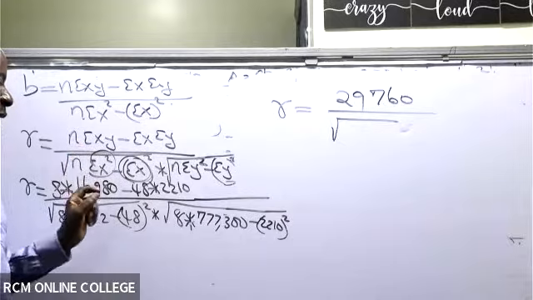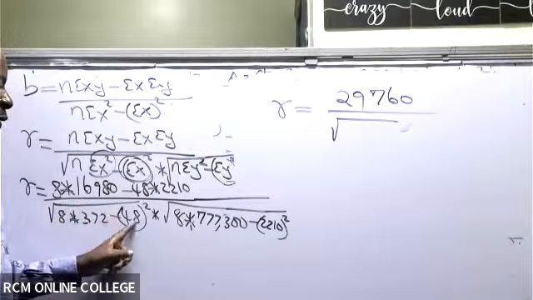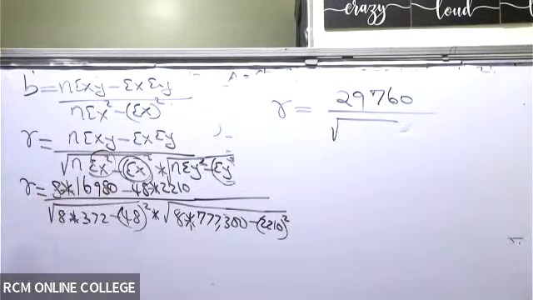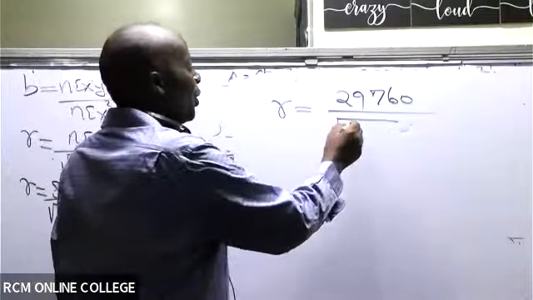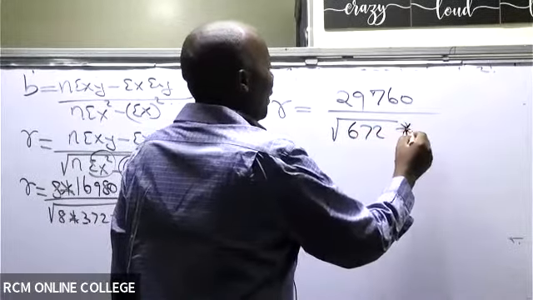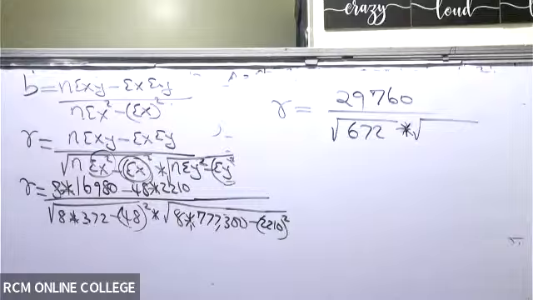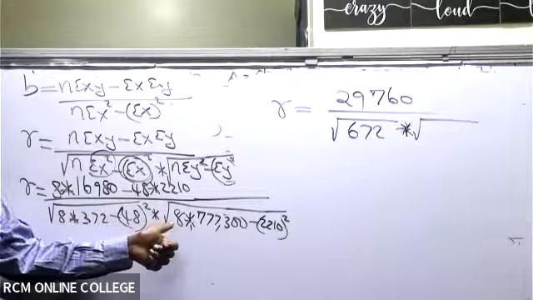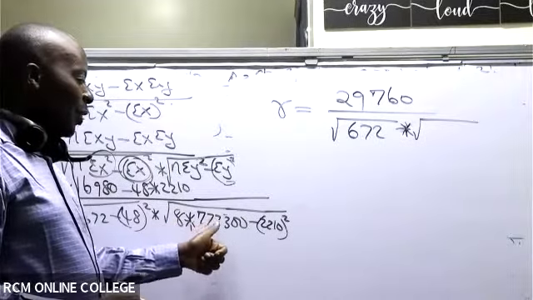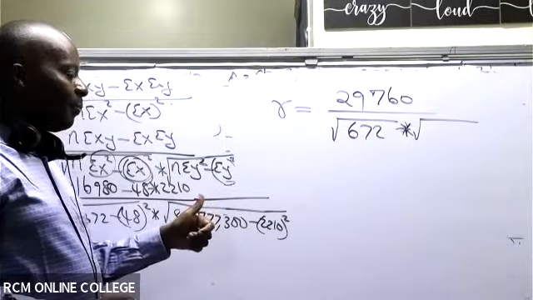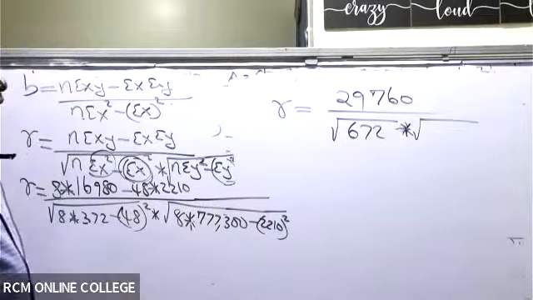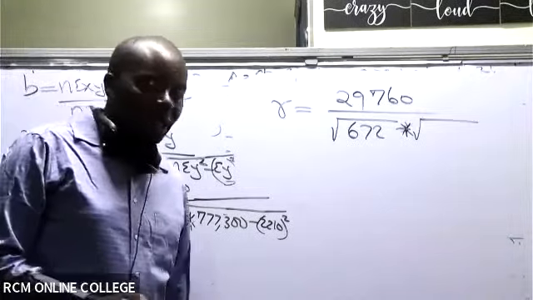Don't take the square root. I just want you to say 8 times 372 minus 48 squared. So according to Rispa, very aggressive, she's getting 672. Is there somebody else who is able to confirm that 672? Kevo has confirmed. Thank you, Kevo. So then here we have 8 times 777,300 minus 2210 squared. Some good ninja, give me this answer.